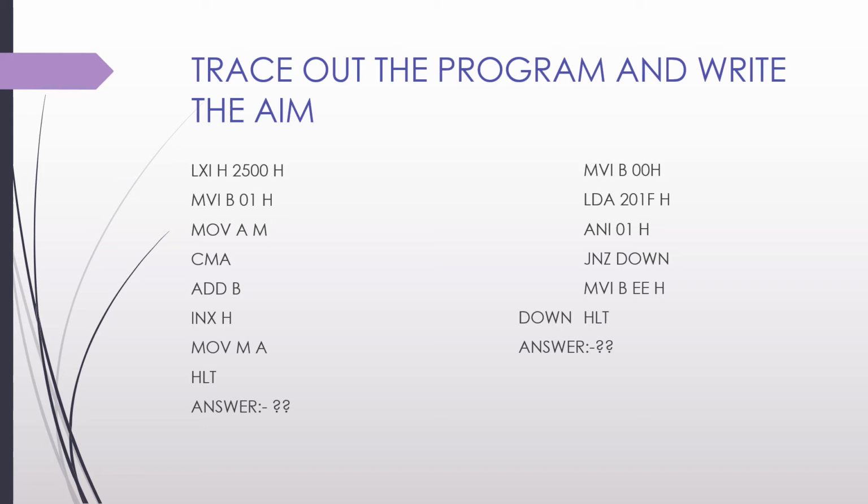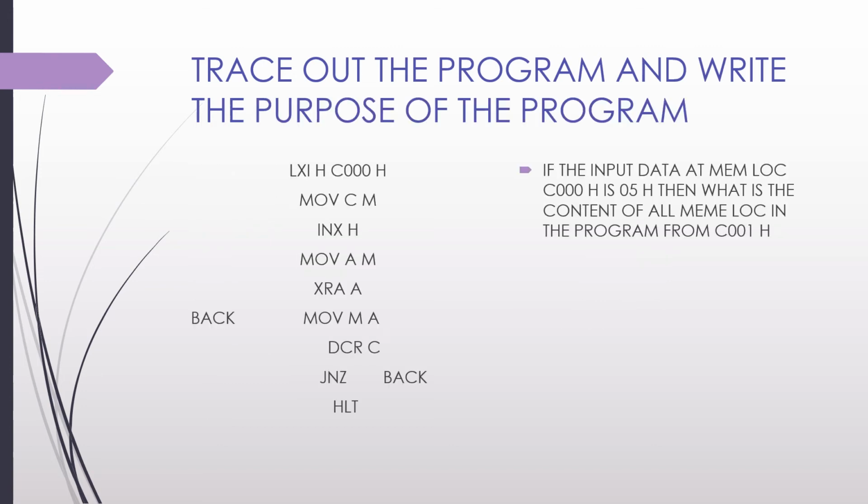And there is another question on the same slide. MVI B, 00, LDA 201F, ADI 01, JNZ 002, MVI B, EE, and then HLT. You need to write what is the program doing here and what is the output. Okay, so I am waiting for your reply.